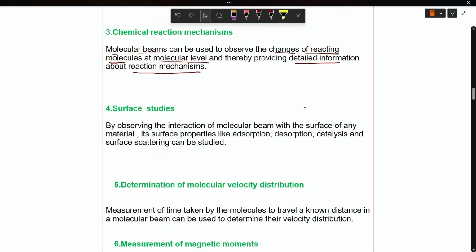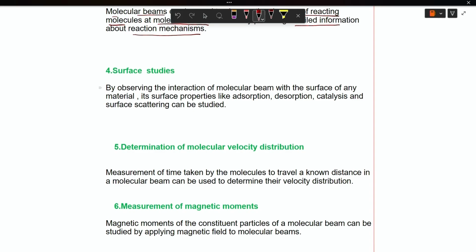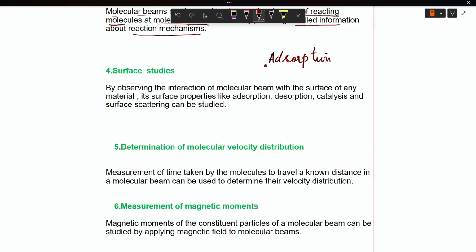Next application is in surface studies. We know that adsorption is one of the surface phenomena, and we have some quantitative equations and laws regarding adsorption. Now, here we measure the external parameters, like we can measure the surface area, then porosity and all those things. But at the molecular level, it is very difficult.